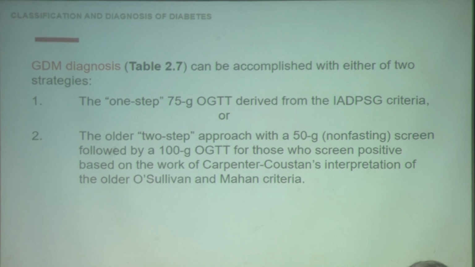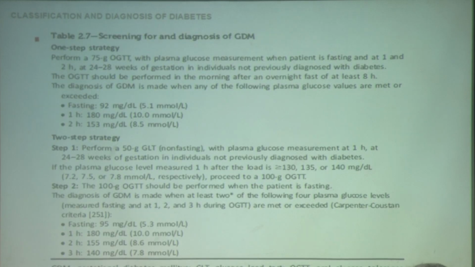And GDM, I told one step and two step, Dr. Perindra was telling. See, one step means 75 gram glucose, with plasma glucose at fasting, 1 and 2 hours at 24 to 28 weeks. Fasting if it is more than 92, 1 hour if it is more than 180, and 2 hours more than 153, they are called gestational diabetes.